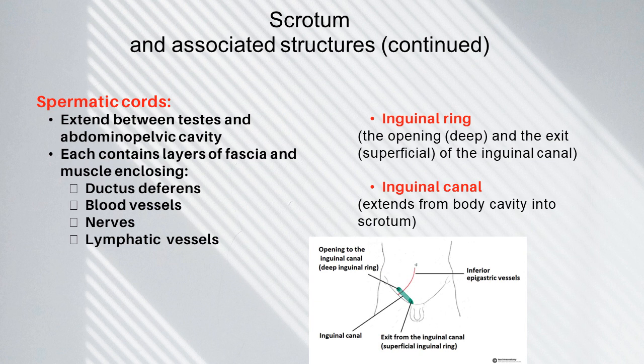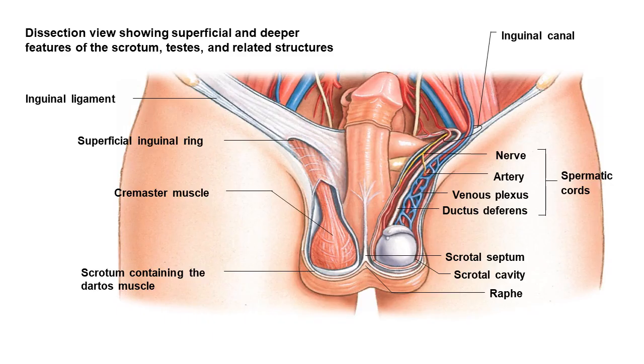Next associated structures are the inguinal ring and inguinal canal. The inguinal ring is the opening and the exit of the inguinal canal. So, the inguinal canal is like a tunnel from the body cavity into the scrotum. Here is the image showing you the inguinal canal and inguinal ring. Here is the image of the spermatic cord with its components.